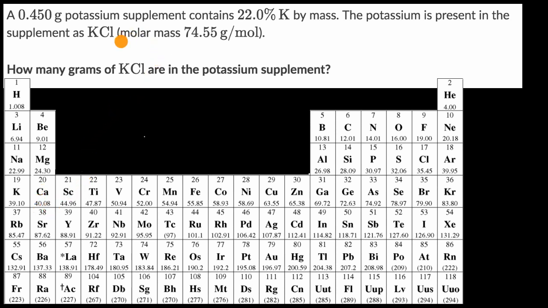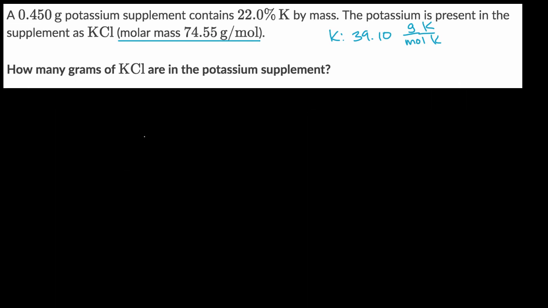So they already give us the molar mass of potassium chloride, but it'll be useful for us to know the molar mass of potassium itself, and we can see it's 39.10. That's its average atomic mass, but you could also view it as 39.10 grams per mole of potassium. And that is, I think, all we will need the periodic table of elements for.